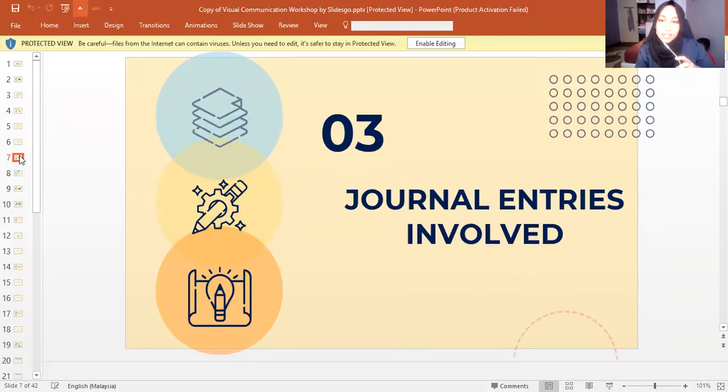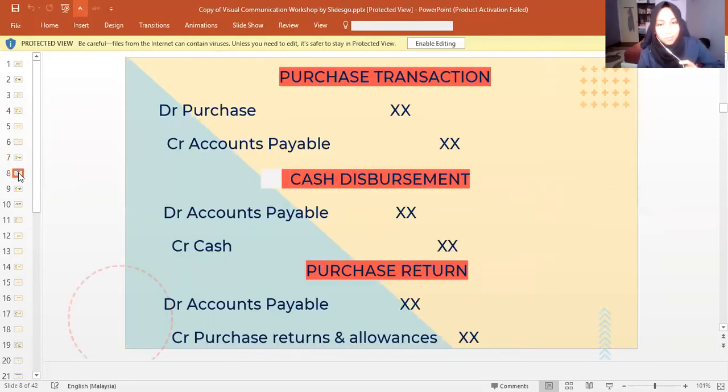Number 3 is the journal entries that are involved. The first transaction is the purchase transaction. In this transaction, we debit purchases and we credit accounts payable. For cash disbursement, we debit accounts payable and we credit cash. And lastly, for purchase return, we debit accounts payable and we credit purchase returns and allowances.